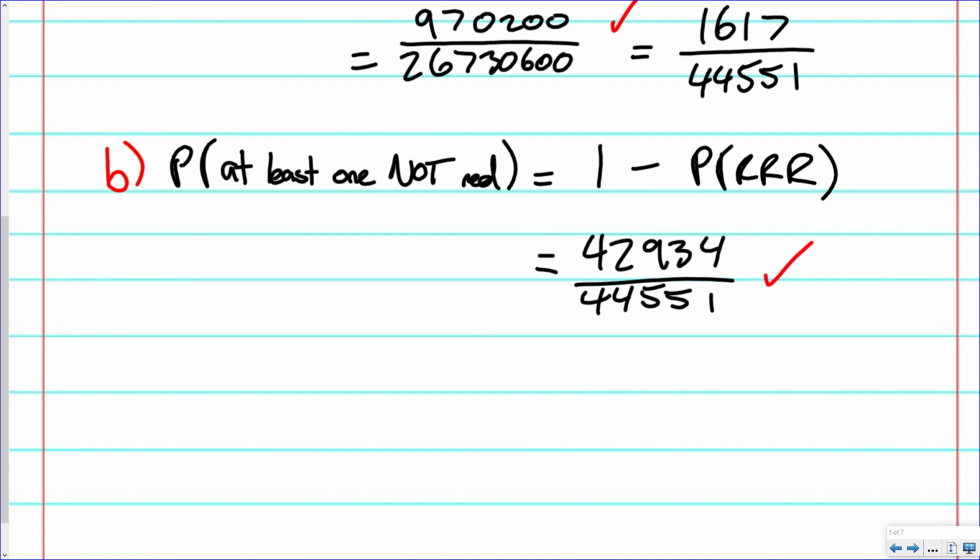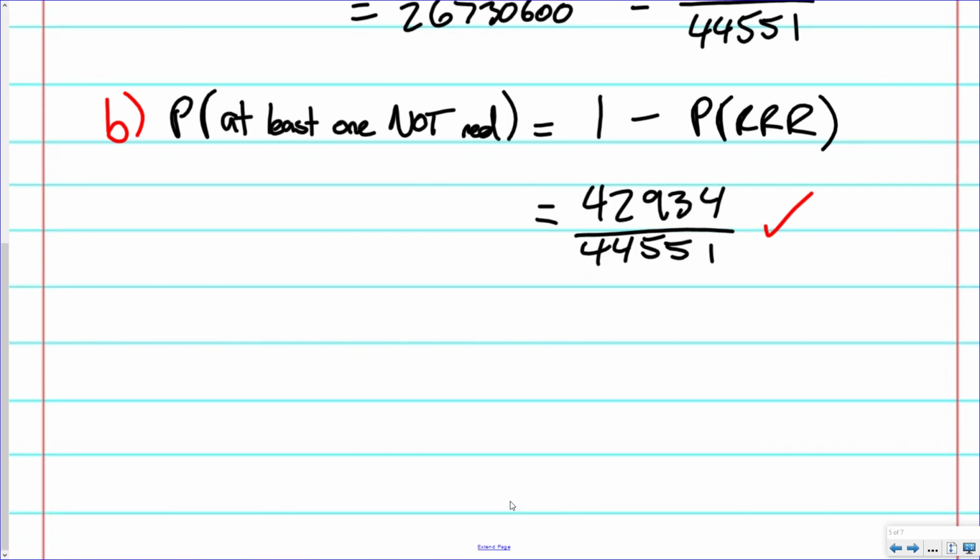Just 1 mark for realizing it is 1 minus your previous answer. Again, CFPAs come into effect here. If you got A wrong, but you did 1 minus your incorrect answer, you'd still get B right. And then lastly, question C.